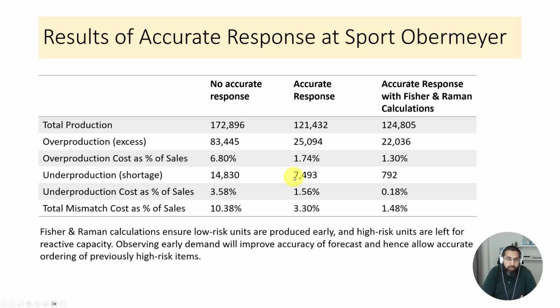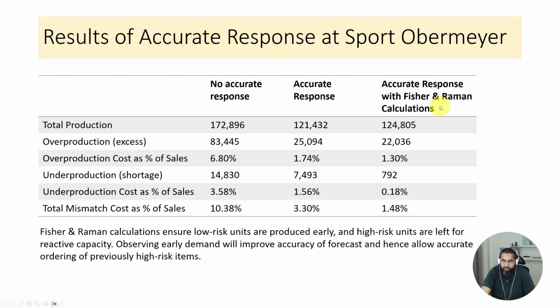Because if you made too little early on, you use the reactive capacity, the second order, to make up the shortfall. So you're not underproducing. You're not losing a lot of sales. Overproduction cost, the cost of producing too much, is 1.74%. Look how much it decreased. Underproduction cost is 1.56%, a total of 3.3%. Okay, so from 10.3, you're down to 3.3%. You get a huge benefit by implementing accurate response using very simple processes.